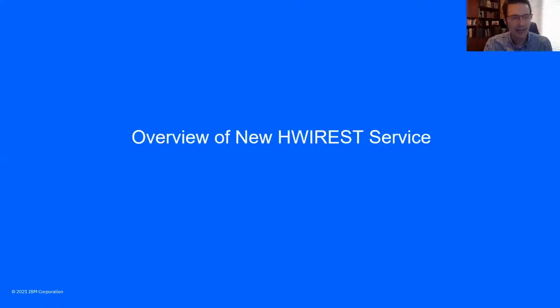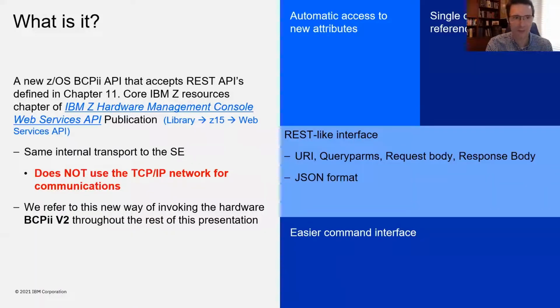Okay, so now that we've level set a little bit about BCPii, let's talk a little bit about this new REST API service. And so what is it? This BCPii REST service has been created that allows you to program your application, and instead of using the traditional BCPii APIs, you can use a new flavor that looks like a REST invocation.